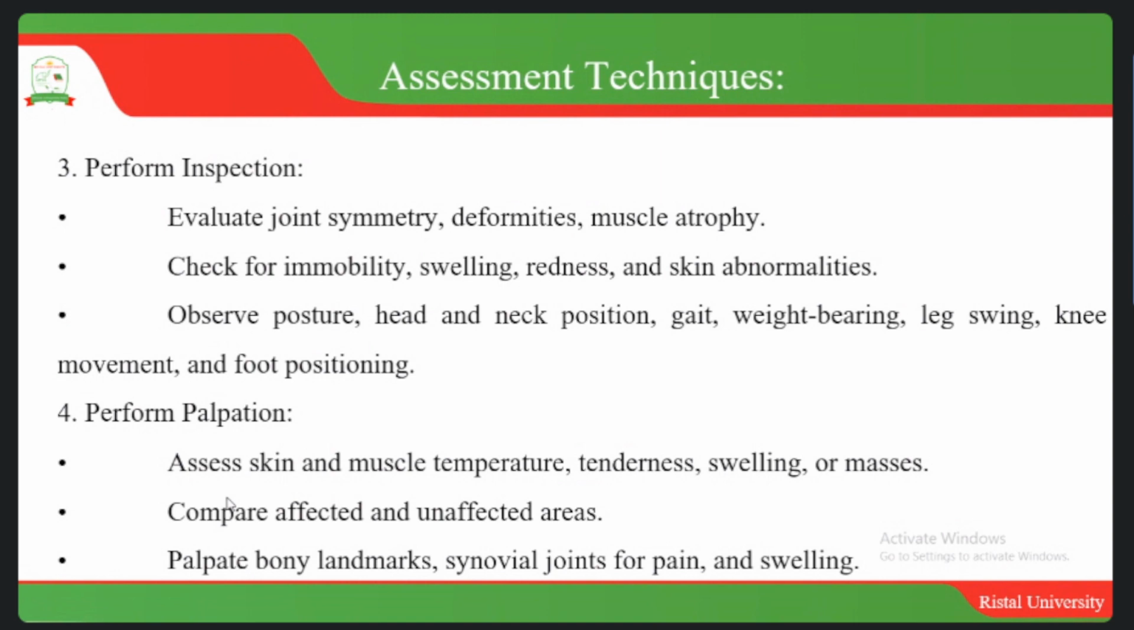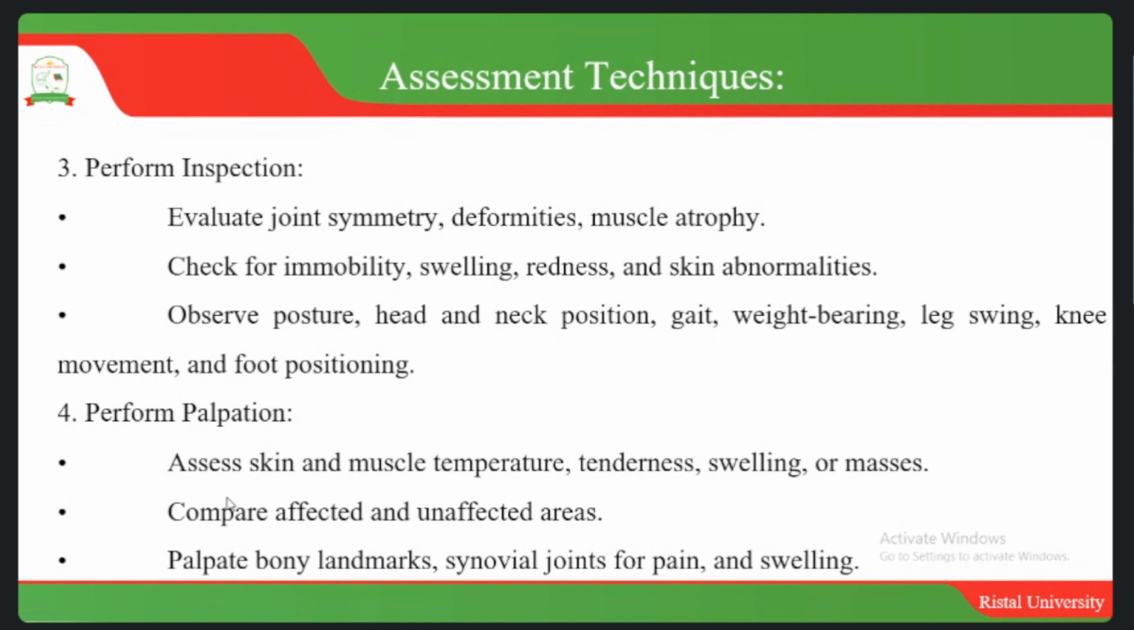Then check for inability to move, which is immobility. The patient cannot move, the patient cannot walk. The swellings and redness may be signs of inflammation, and skin abnormalities can also help to indicate something. Then also observe the posture of your patient. Sometimes when they sit in a certain posture, it may help you to know that this patient is feeling pain on the other side, either the lower limb or the joint, and so forth. Then the head and neck position you can also tell.